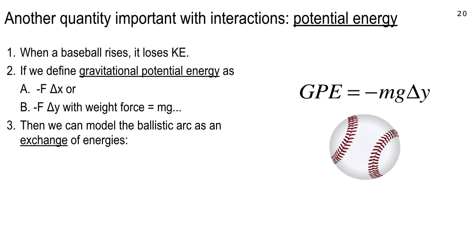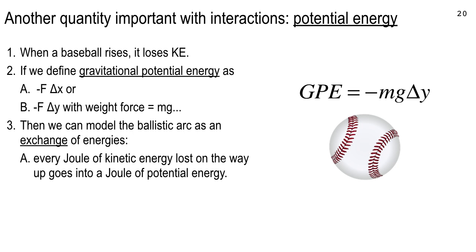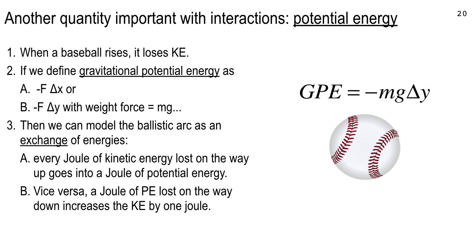Now, we've already done exchange of momenta for collisions, the boxcars and skateboarders exchanging momenta. Exchange of energies in free fall is natural. For every joule that you lose in kinetic energy on the way up, it goes into a joule of potential energy. And vice versa, a joule of potential energy that you lose on the way down gets converted straight over to kinetic energy. So it's always a one-to-one trade-off. Whatever the potential energy loses, the kinetic energy gains. That's on the way down. On the way up, whatever the kinetic energy loses, potential energy gains.